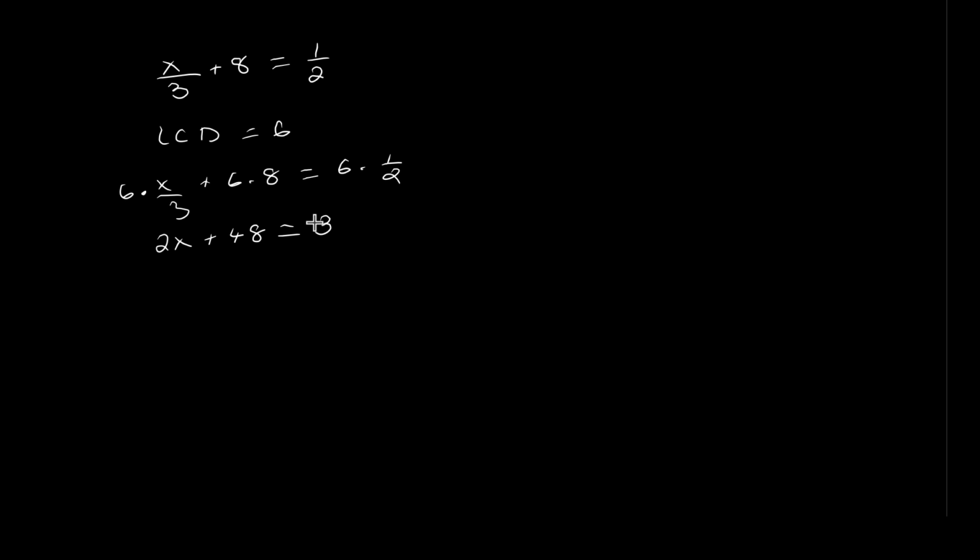Now we have 2x plus 48 equals 3. Subtract 48 from both sides. 2x equals negative 45. Divide both sides by 2. X equals negative 45 over 2.